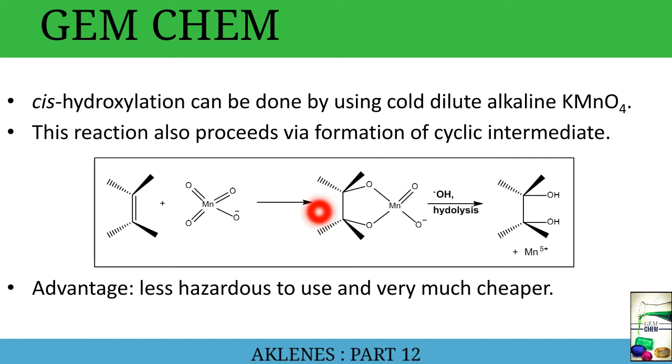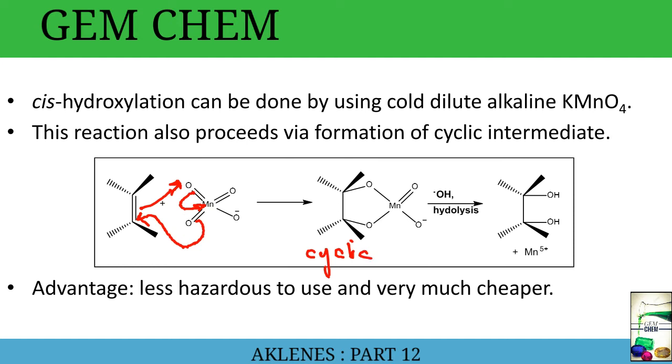Now another reagent which we are going to deal with is dilute, alkaline, cold KMnO4, which also helps in cis hydroxylation, and the mechanism is nearly the same as osmium tetroxide. This reaction also proceeds via the formation of a cyclic intermediate, with the same mechanism. This double bond gets bonded to this oxygen. This oxygen opens up and gives the double bond's electrons to manganese, and the double bond from this oxygen bonds to the olefinic carbon. And this is the cyclic intermediate which is obtained.